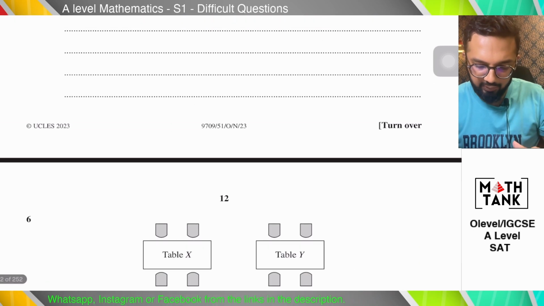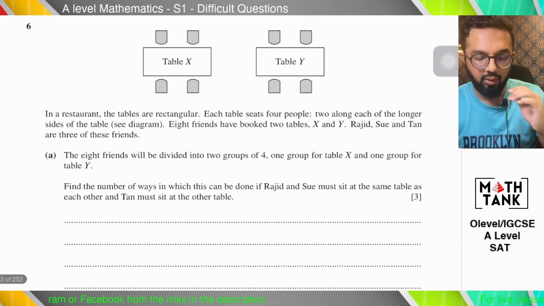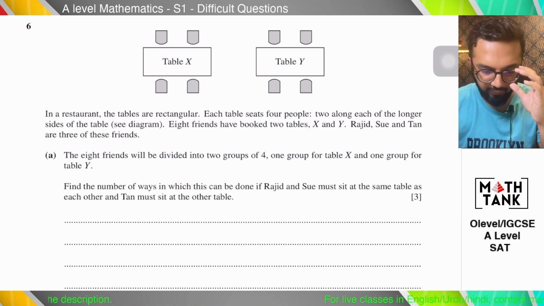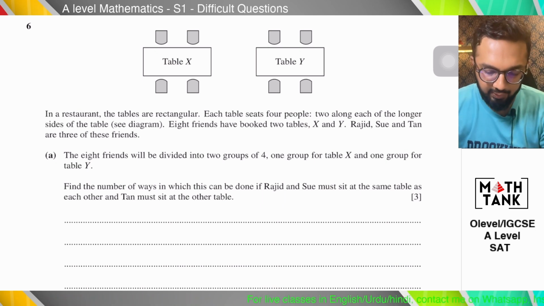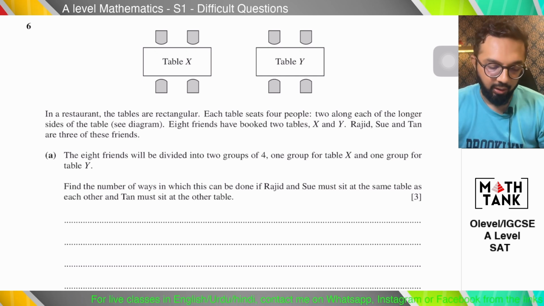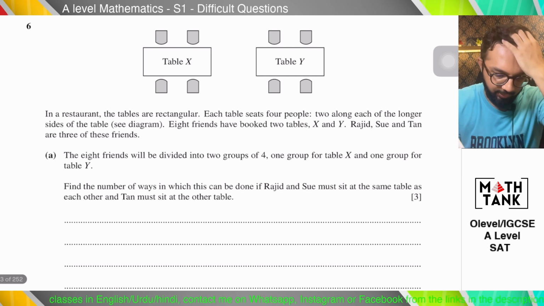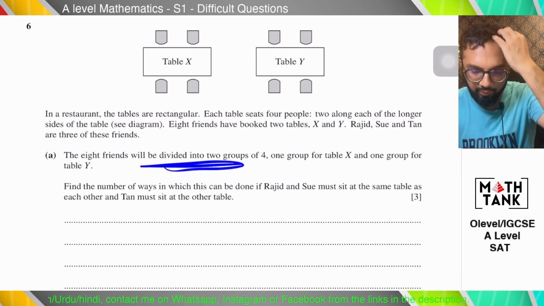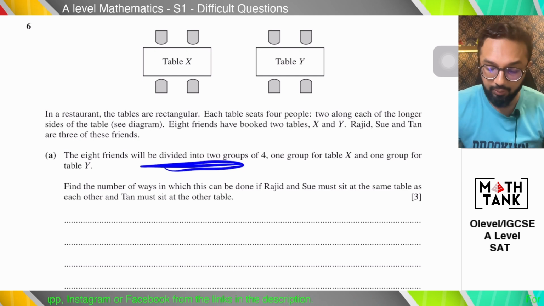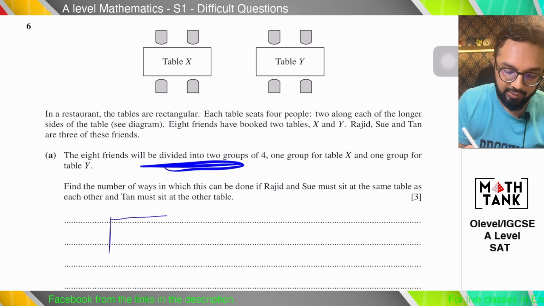Okay, so this question is from November 2351. This is question number 6. It says in a restaurant, the tables are rectangular. Each table seats 4 people, 2 along each of the longer sides of the table. 8 friends have booked 2 tables, X and Y. Rajat, Sue and Dan are all 3 friends. Okay, the 8 friends will be divided into 2 groups, one group for table X and one group for table Y. Find the number of ways in which this can be done if Rajat and Sue must sit at the same table as each other.